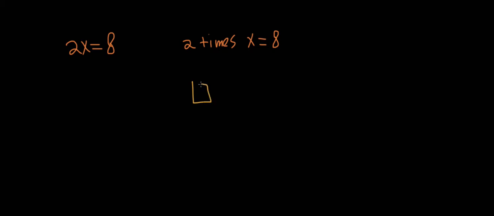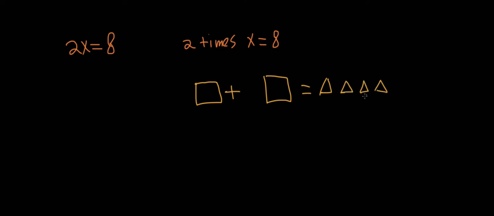2 chunks. So we have 2 chunks of some number that we don't know is equal to, let's say, 2 chunks of triangles is equal to a total of 8 triangles. So a total of 8 triangles. So that's 5, 6, 7, 8.